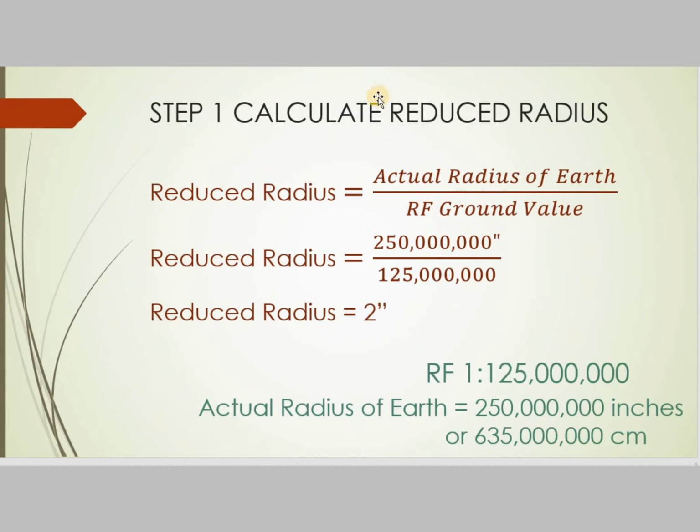So the first calculation is to find out the reduced radius, the radius which will be used to construct the circle on the paper which will be denoting the Earth. So reduced radius is found by the formula actual radius of Earth divided by the ground value of representative fraction, and the ground value is 125 million while actual radius of the Earth is 250 million inches, or in terms of centimeter it's 635 million centimeters. I am using the inch unit for this construction. So here after dividing the actual radius with ground value we got 2 inches as the reduced radius.